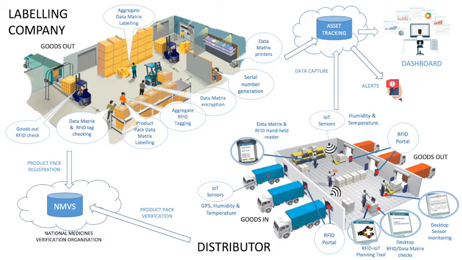in portal. Furthermore, IoT sensors for humidity and temperature have been included in the distributor scenario, the assumption being that distributors may hold on to stock longer while labeling companies generate stock as soon as orders are requested, and therefore stock is likely to have a shorter storage time. So, moving on to the asset creation.